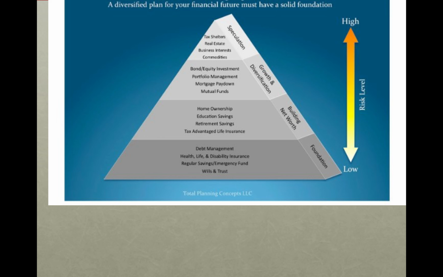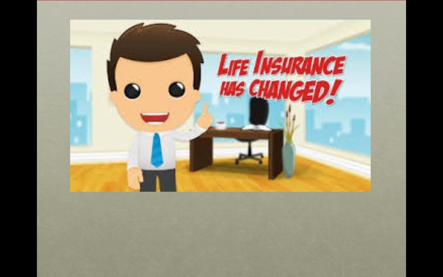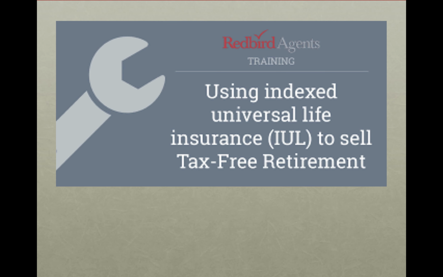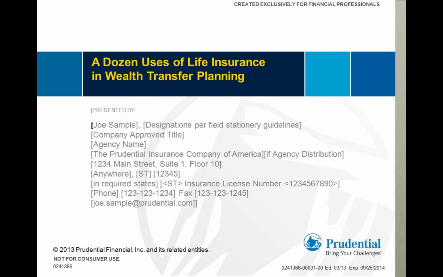And this says a diversified plan for your financial future must have a solid foundation. Wills and trusts are at the bottom of that, and somewhere in there is life insurance. Tax-advantaged life insurance for building net worth. This one says life insurance has changed. There are new types of products out there, and to some degree that's true. And this is an ad for using indexed universal life insurance to sell tax-free retirement, and we'll discuss that. And here's a PowerPoint presentation slide from Prudential, a dozen uses of life insurance in wealth transfer planning.